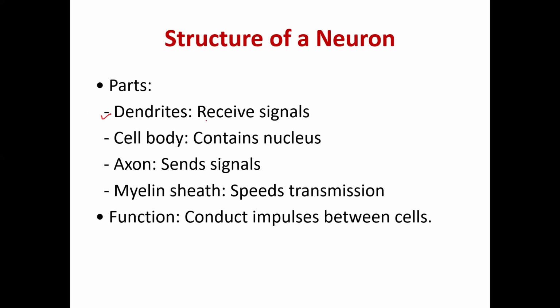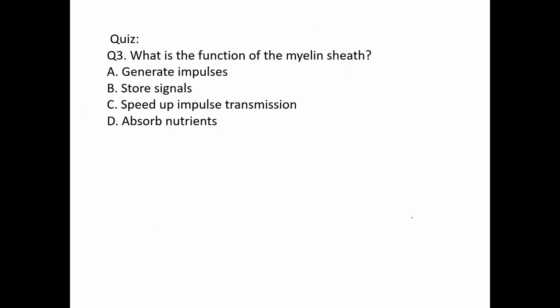We see the dendrite. Dendrite helps in receiving signal. Cell body contains the nucleus. Axons send signal away from the dendrites. Myelin sheath speeds the transmission. Function: what function does a neuron perform? Basically it conducts impulses between cells. Now, what is the function of the myelin sheath? The myelin sheath basically speeds up impulse transmission.